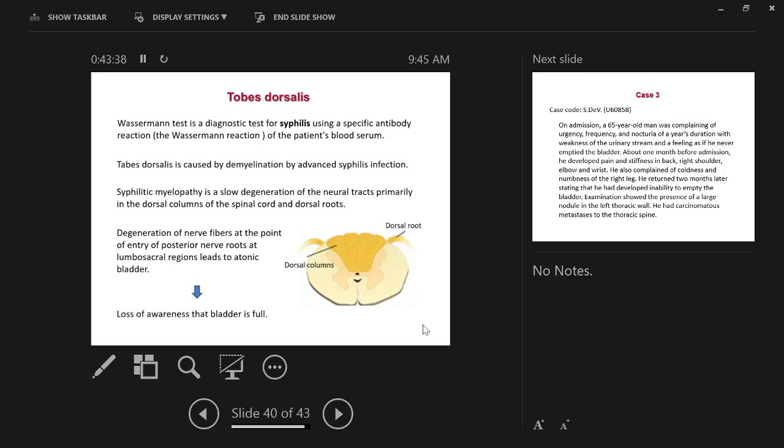syphilis attacks the posterior side of the spinal cord, especially the dorsal root, which is its favorite site to attack. And if this site is damaged, then depending on which part of the spinal cord, it causes bladder problems. So if you see someone having a problem with micturition, you may want to check this too, just in case.